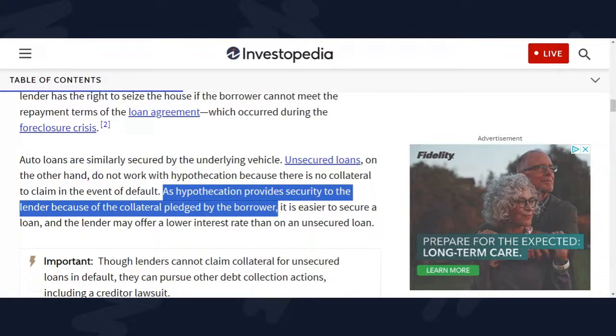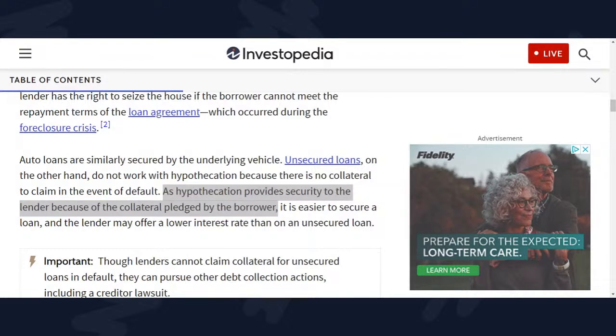Then when they did that, that was after they'd already gone to the discount window and got the credits written out in a check form and deposited in a cloned account. It is easier to secure a loan, and the lender may offer a lower interest rate than on an unsecured loan. And this is why it's important to understand what you're doing in securitizations and what securitizing things is all about. What is it to securitize something, and what is it you're securitizing?